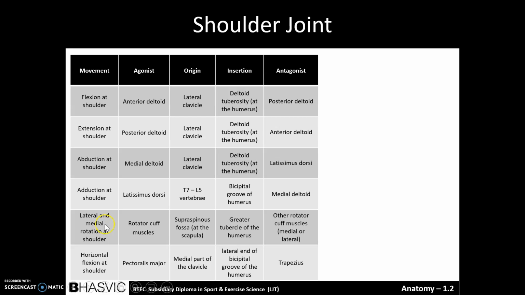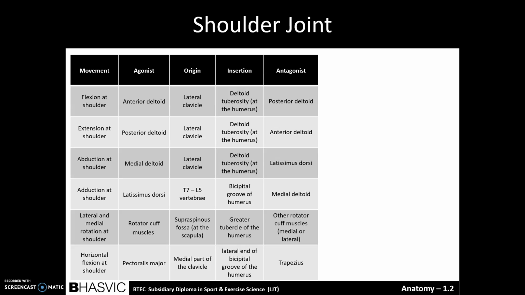Now, lateral and medial rotation at the shoulder. The agonist muscle to create this movement would be the rotator cuff muscles. The origin of the rotator cuff muscles is the supraspinous fossa, which is found at the scapula, and there are many origins and insertions of the rotator cuff muscles, as there are multiple rotator cuff muscles, but I've just included one as an example, but they are a pair. So the origin and the insertion go together in this case.